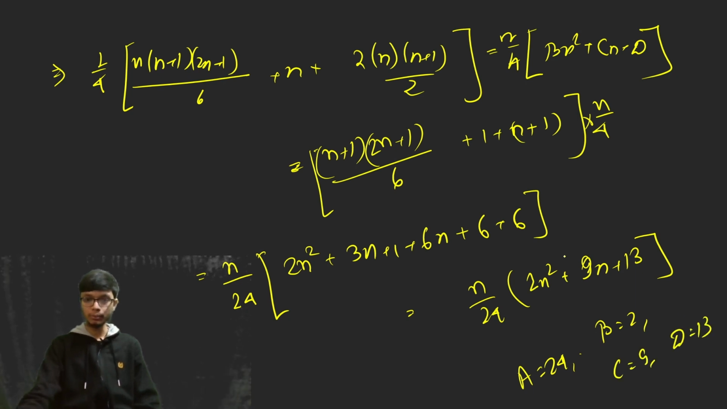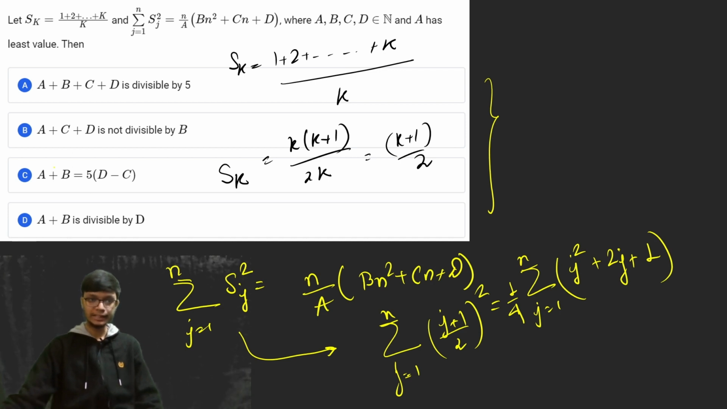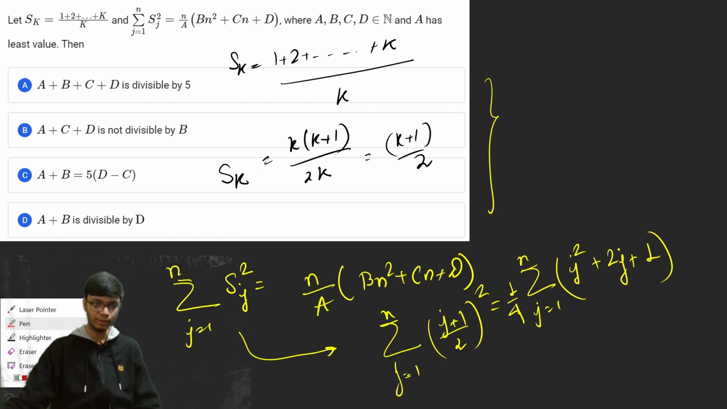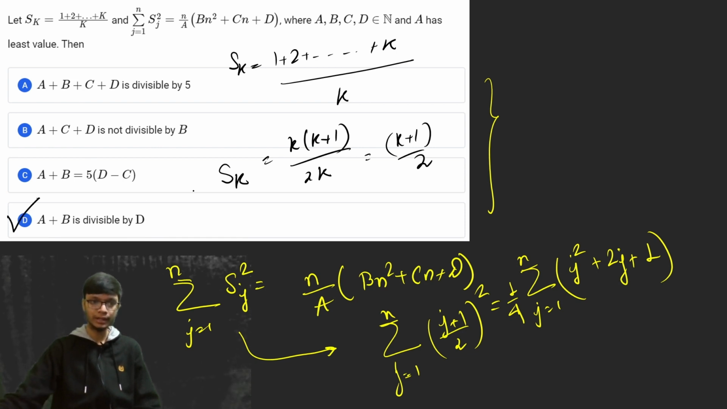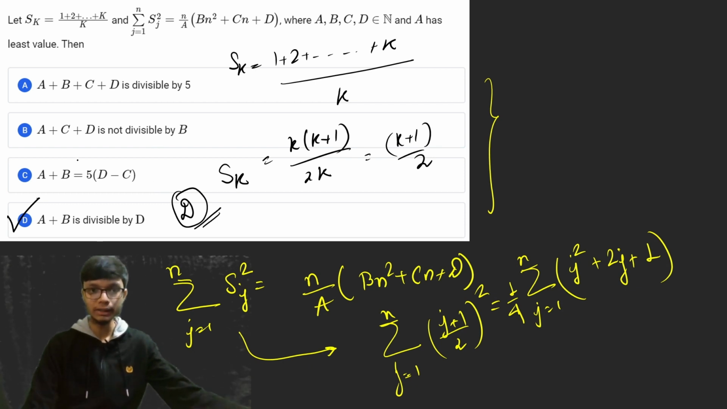Okay, now if you put back the values of a, b and c and check for the results, you will find that option number d is basically the true value. That is saying that a plus b is actually divisible by d. Okay, so you can do this yourself. I hope you will get the result from here. And with this, let us move to the next problem.